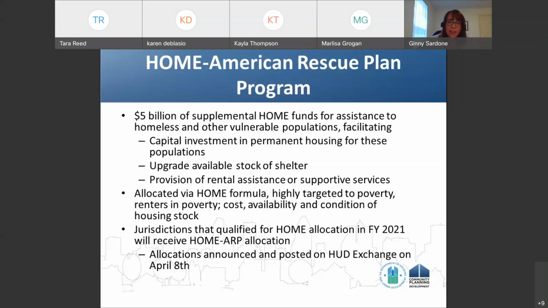We announced the allocations. They're on the HUD Exchange website. They came out in April 8th. For states, it's difficult to say exactly how much more money they're getting under HOME-ARP than they get under HOME. For local governments, the typical local government is getting a HOME-ARP allocation of about 3.6 times what their regular HOME allocation is.